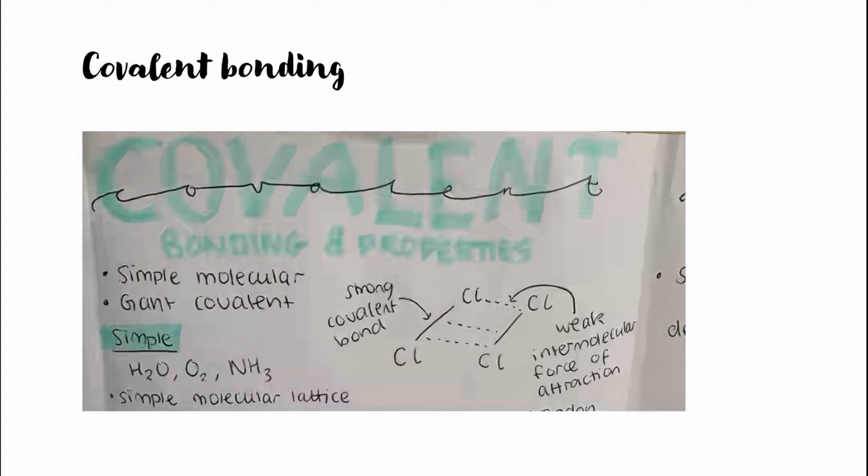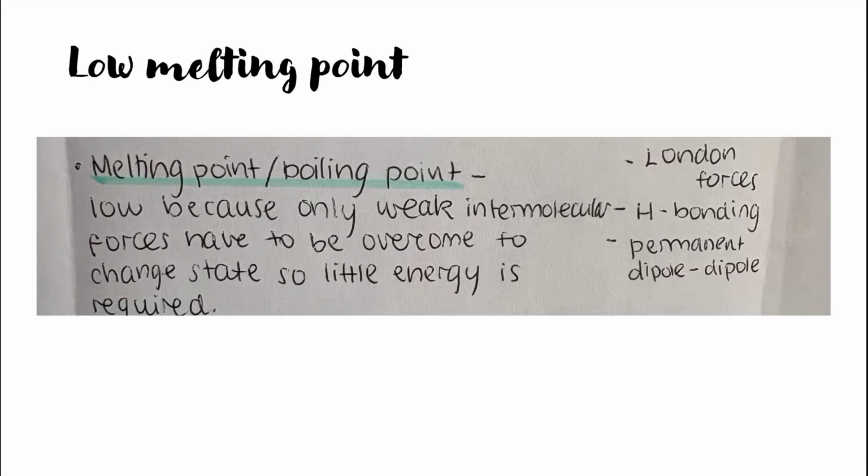So if you look at the diagram on the right, this is what a typical simple molecular structure looks like. So there's strong covalent bonds between the atoms, and then there's also weak intermolecular forces of attraction between these covalent bonds. Examples of compounds with a simple molecular structure are water, oxygen, and NH3. So if you were to describe the structure of a simple molecular compound, you would say that it has a simple molecular lattice. It's really important that you say the lattice as well.